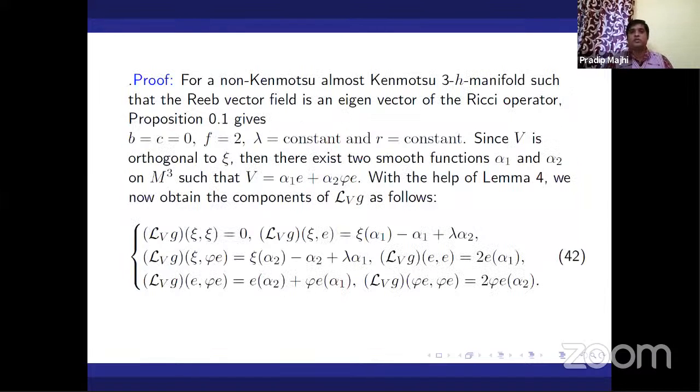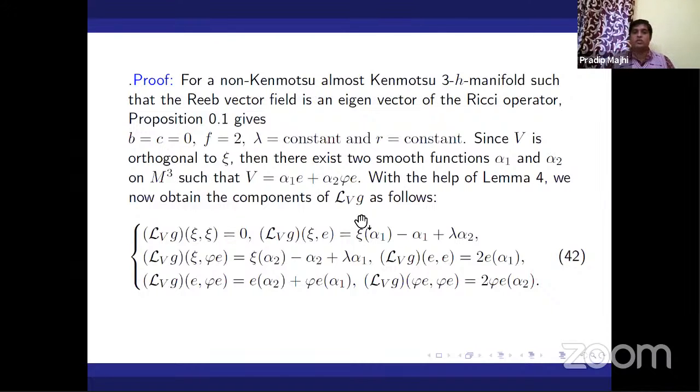So the idea of the proof is, since we are considering V orthogonal to Xi, V can be written in this way, that is V equals alpha 1 E plus alpha 2 phi E, right? So alpha 1, alpha 2 are some smooth functions. With the help of Lemma 4, in which we have the expressions of the Riemannian connection, nabla, we can easily calculate the Lie derivative part of g with respect to V here. So here there are six components for this Lie derivative part.